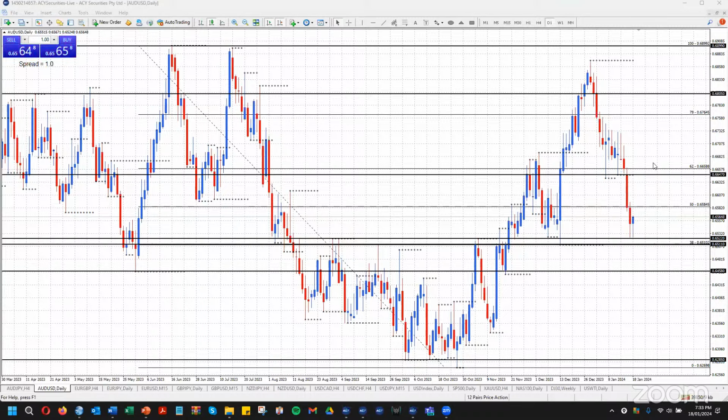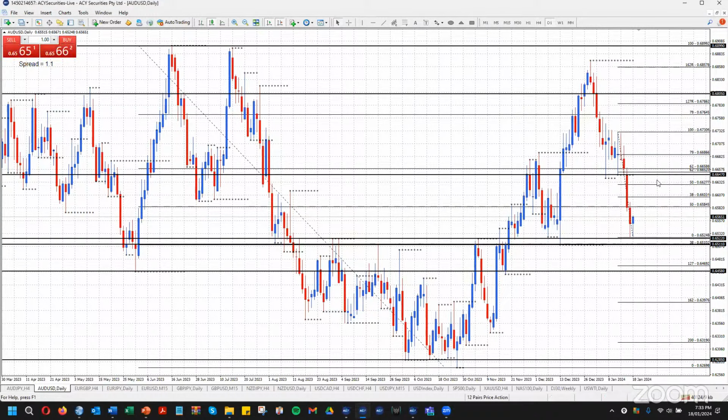Doesn't mean to say price has to have a bounce, but logically you would think, okay, if that was a minor swing top here, I can just get rid of my drawing tool.